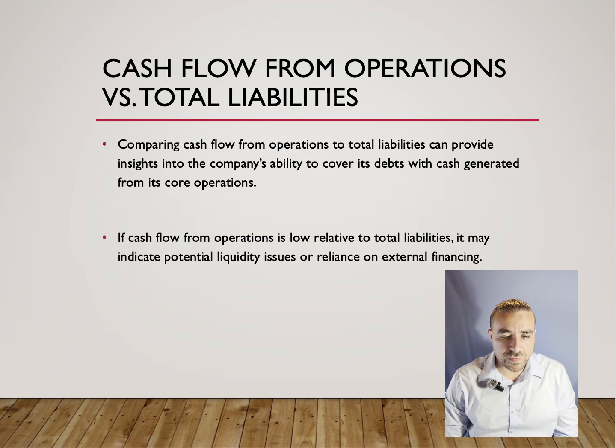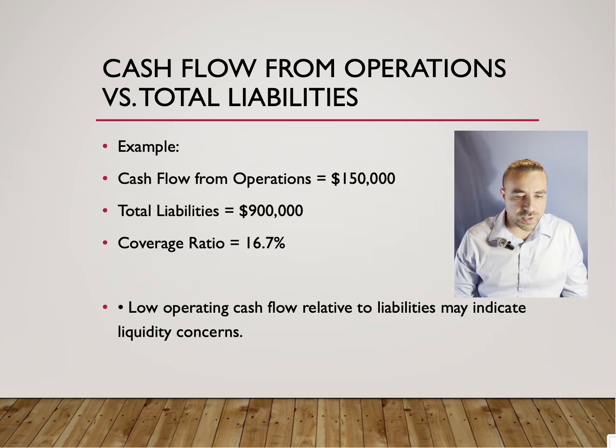And the last analysis, or the last thing we have in this session, is the cash flow from operation versus the total liability. We know that the cash flow statement has three main categories: cash flow from operation, cash flow from investing, and cash flow from financing. Cash flow from operation represents the cash in or cash out from the main business of the company.